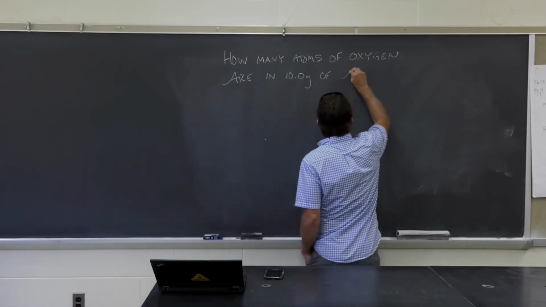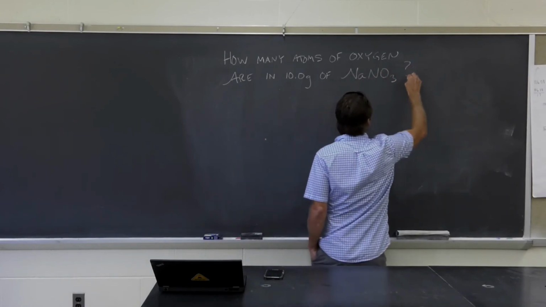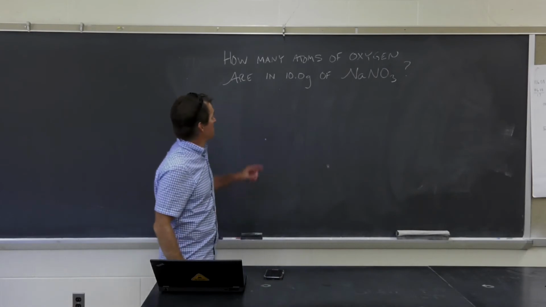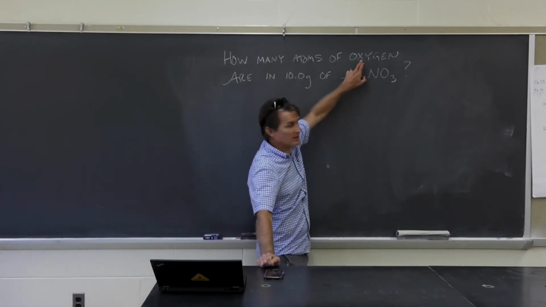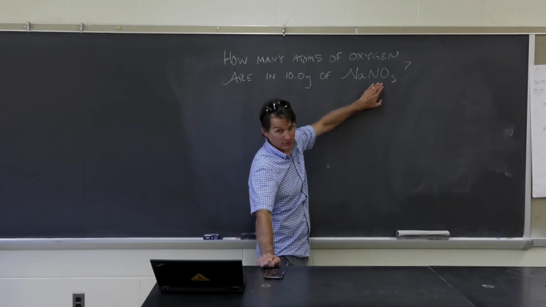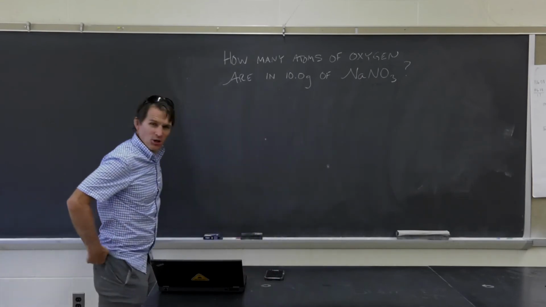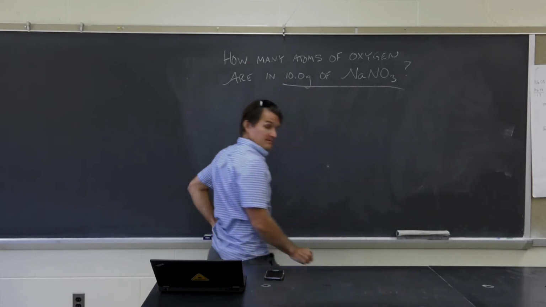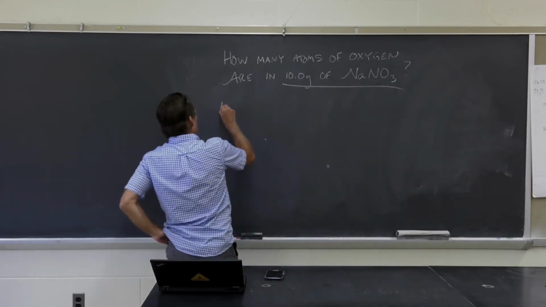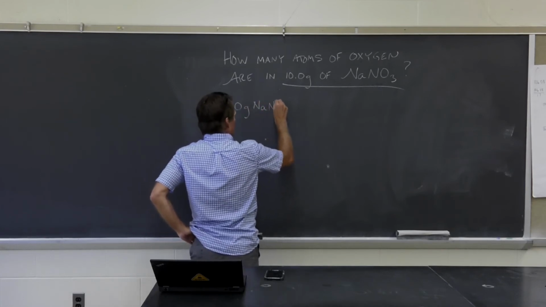We're dealing with sodium nitrate. I have to figure out how many atoms of oxygen are in a compound that's not pure oxygen. How am I going to do this? Well, let's start with what we're given. And what I'm given is 10 grams of this thing. Okay, so I've got 10.0 grams of sodium nitrate.